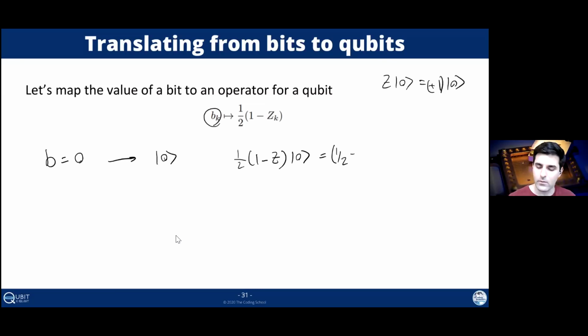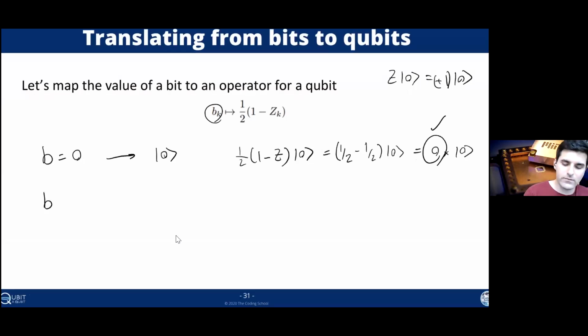So I have 1/2 minus, again, minus Z/2. And when I apply Z to the 0 state, I get 1/2. So 1/2 minus 1/2 times the 0 state. And this gives me 1/2 minus 1/2 is just 0. So I get 0 times the 0 state. And this checks. So we wanted to get a value of 0 when we apply this operator to the quantum state 0, and that's what we end up with.